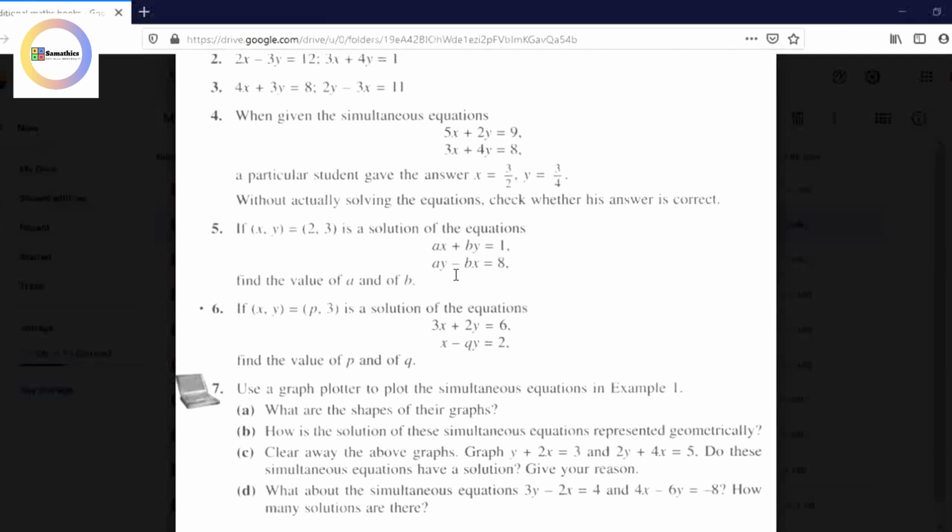There are two equations given in which there are 3 variables, x, y and q, and the value of x is p. So in total there are 4 variables. So you have to take out the value of p and q. So let's see how we have to solve it. Question number 6. We have (x, y) is equal to (p, 3).